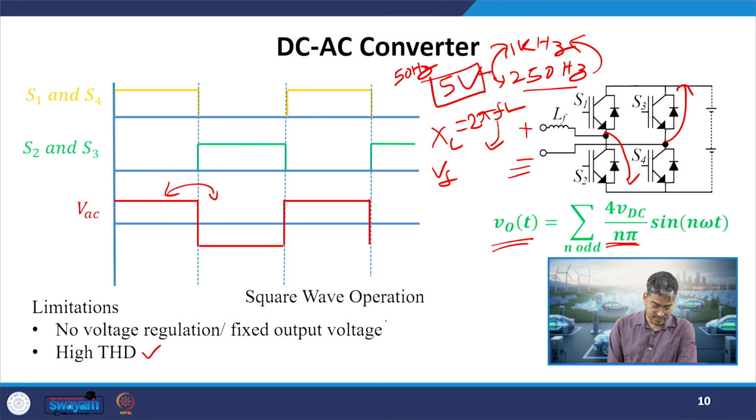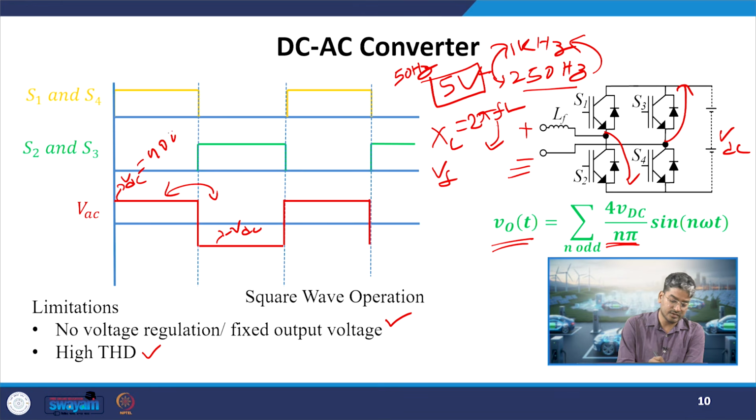The other limitation is no regulation of output voltage. Why? Once my DC voltage is fixed at VDC, what will be the voltage over here, neglecting the on-state loss of the devices? I will get VDC. Whenever S1 and S4 are on, it will be connected to plus VDC, and this amplitude will be equal to minus VDC when my complementary switches are on. So, once the DC link voltage is fixed, suppose at 400, my output voltage is also fixed. So, I do not have any option of regulating or changing the output voltage.